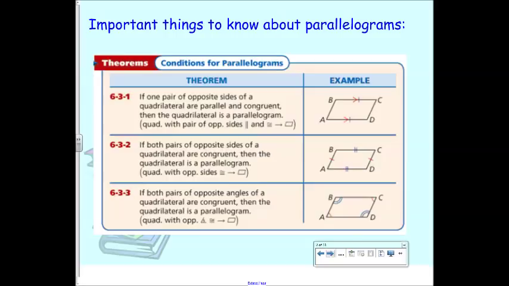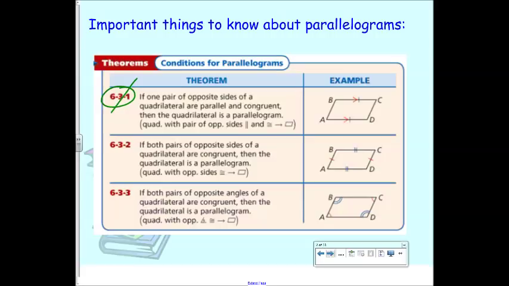So 6.3.1, don't forget what I said either, which is that you don't really need to know the numbers. You just need to be able to describe the stuff. So in a 2-column proof, I don't expect anybody to memorize 6.3.1, but I would expect you to say opposite sides are parallel and congruent. Does that make sense? Okay.